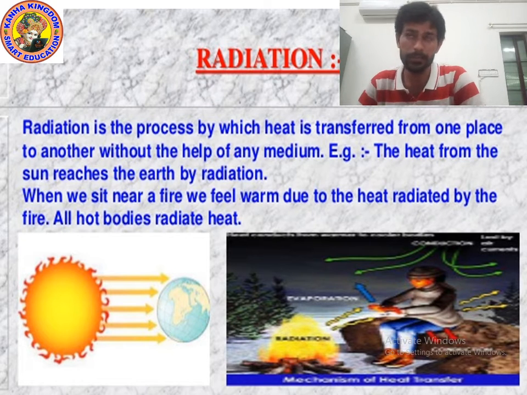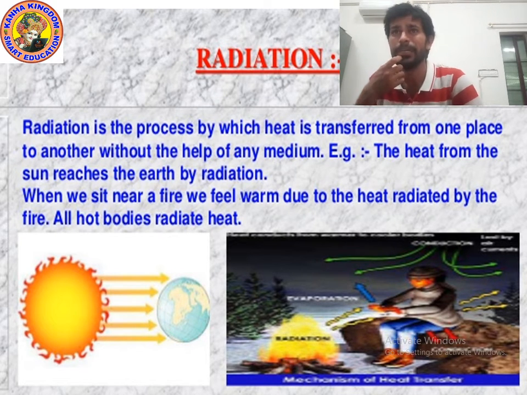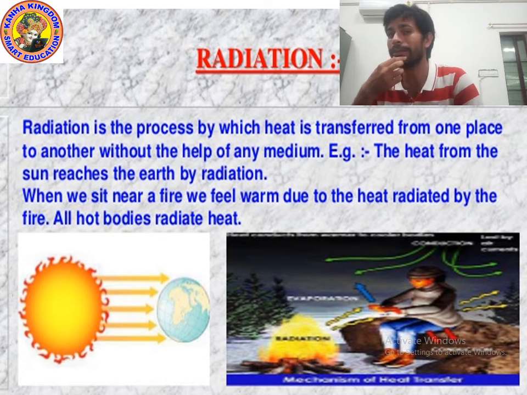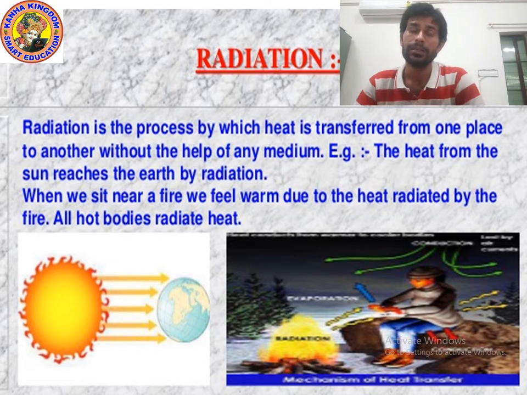You know kids, when we studied conduction and convection, what is conduction? Conduction is a process in which heat is transferred through solid. It means in conduction a solid medium is required, and convection occurs through liquid and gas. But in radiation neither solid, nor liquid, nor gas is required. To transfer the heat, to transfer the energy. Heat means energy. Remember kids, heat is a form of energy. So whenever radiation occurs, heat or energy is transferred without any medium.